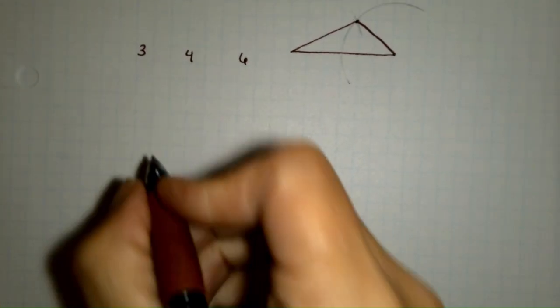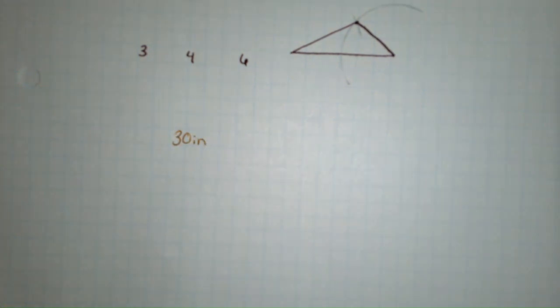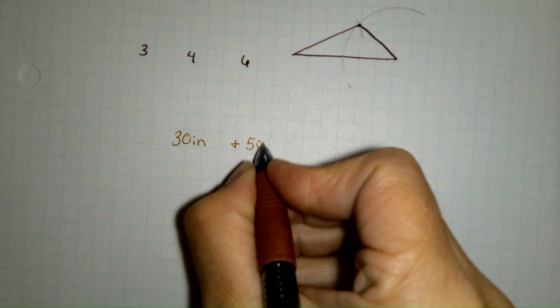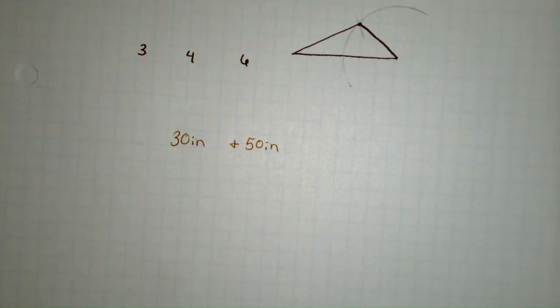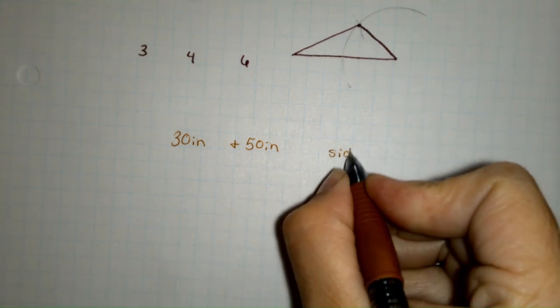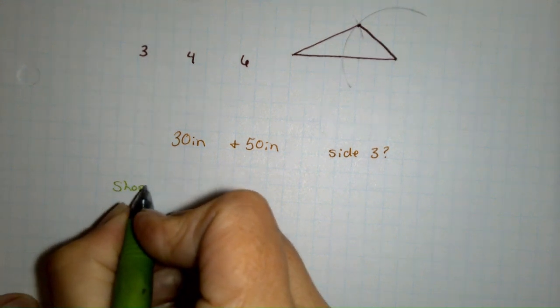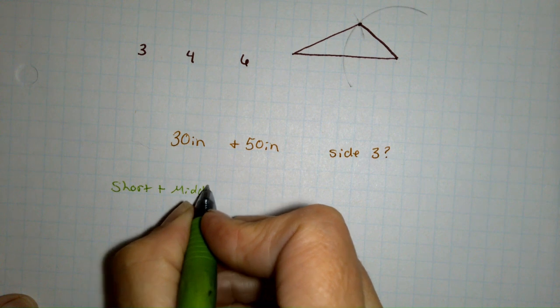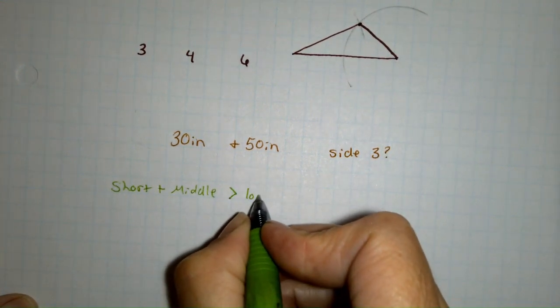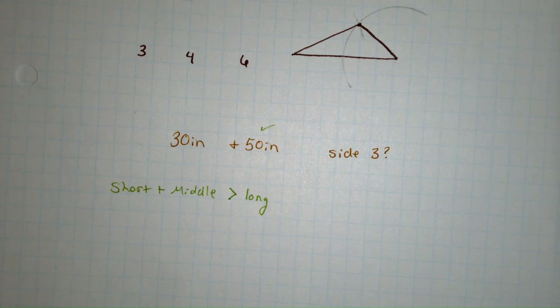Okay, so if I tell you that you have a 30-inch long side and a 50-inch long side, how long could your other side be? What are the restrictions to side 3? Well, that all depends. Okay, so remember I said short plus middle have to be bigger than your long. Well, here's the thing: we know 30 is smaller than 50, so it's either the shortest or the middle, but we don't know if 50 is the longest or the middle.